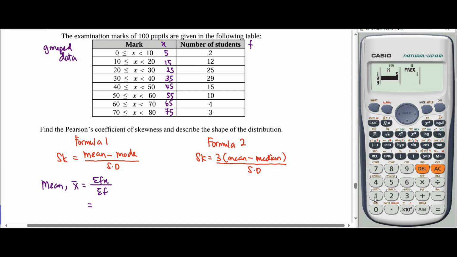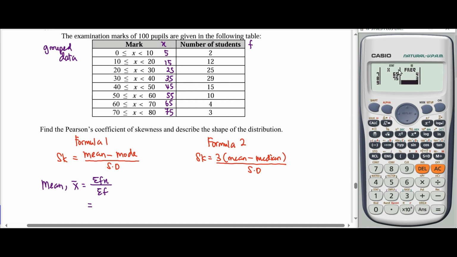Then we key in our data. For x it is 5, 15, 25, 35, 45, 55, 65, 75. Then we key in our frequency, which is 2, then 12, then 25, then 29, then 15, then 10, then 4, and lastly 3.